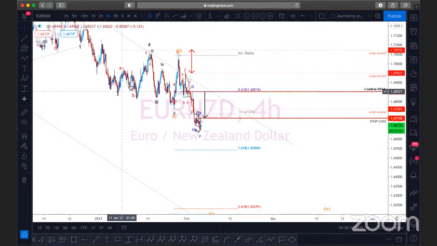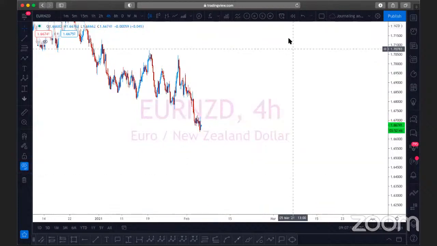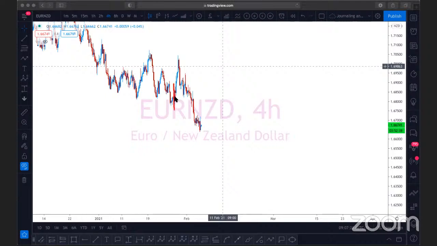Initially, I was counting this as wave 5, and we needed to see the market create a 5-wave impulse to the upside if this overall downtrend was going to hold firm. Instead, what we got, let's hide it so you can see, instead, what we got is a 3-wave move up, A, B, C. Once we see a 3-wave move up, we know that this is still a correction unfolding.